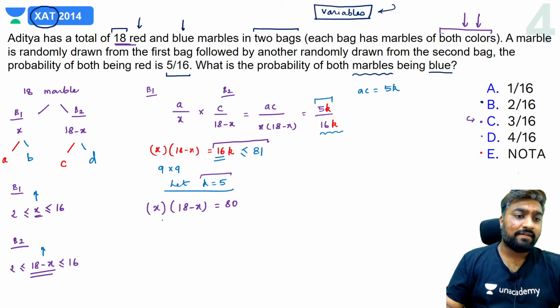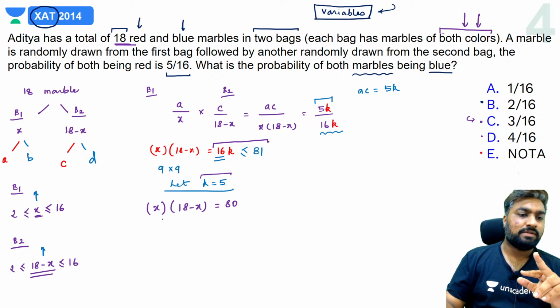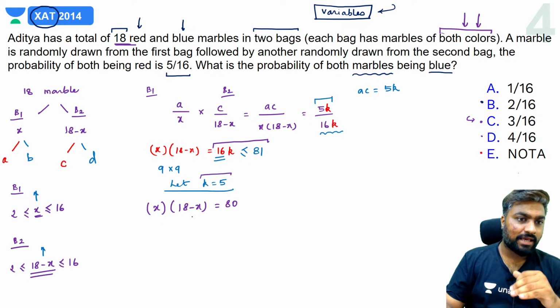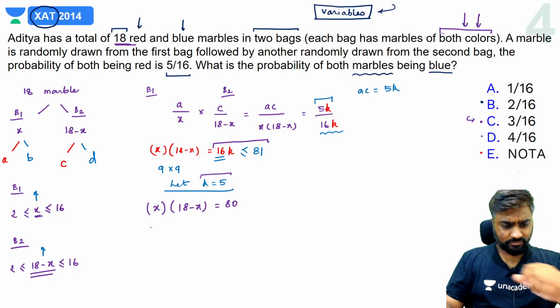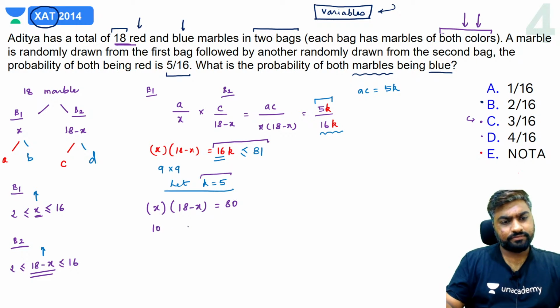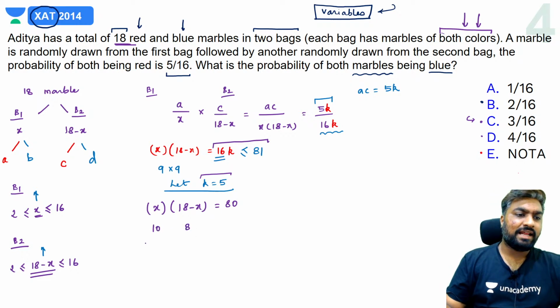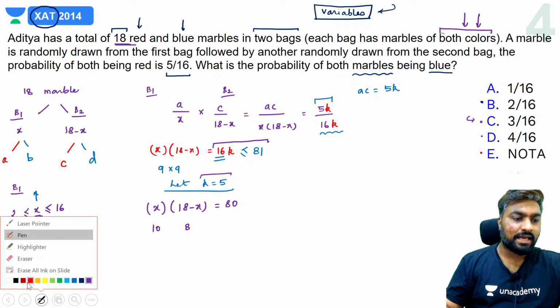Yes, so x का वैल्यू क्या है? 2 और 16 के बीच में होना चाहिए. 18 minus x का वैल्यू क्या है? 2 और 16 के बीच में होना चाहिए. So the only thing that will satisfy will be what? 10 and 8. You have 10 and 8, you have 16 and 5. अगर ये 16 है तो ये 5 नहीं होगा, but this satisfies. If x is 10, then 18 minus x is 8. That makes sense, correct? तब इससे क्या क्लियर हो गया?